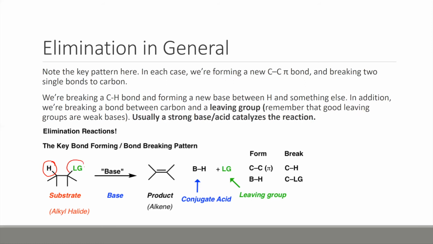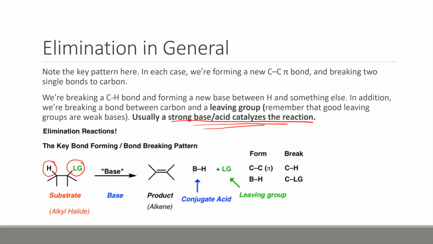Now remember, good leaving groups are usually weak bases, and then forming our double bond. Usually a strong base or acid is going to catalyze this reaction. I'm going to get more into what you will see catalyzing the reactions and how to determine when you have an elimination reaction near the end of this lecture.